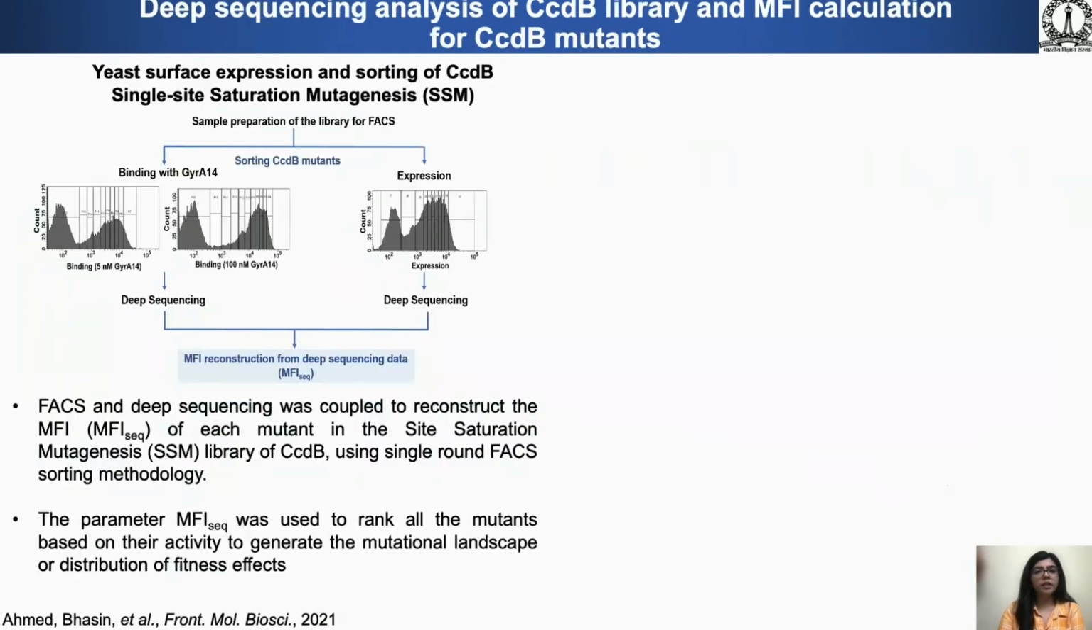To validate these results further, we deep sequenced the CcdB library and performed the mean fluorescent intensity calculation for these CcdB mutants. CcdB is basically a toxin component of the CcdAB toxin-antitoxin system. So what we did was yeast surface expression and sorting of the CcdB single-site saturation mutagenesis library. We checked the binding with gyrase A14 at two different concentrations and also checked its expression. This was further subjected to deep sequencing, and then the MFI reconstruction was done from the deep sequencing data.